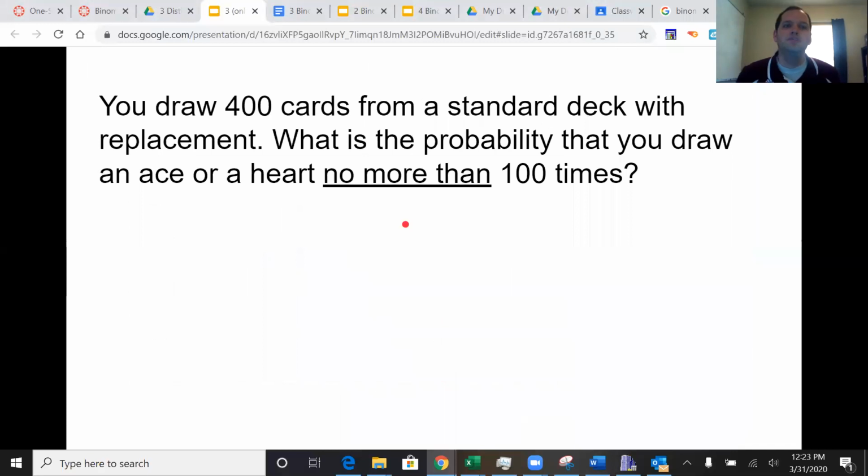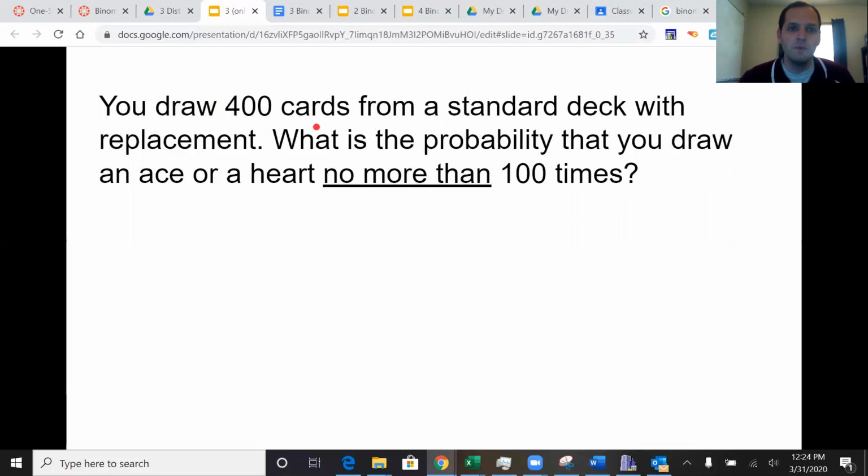Let's try another one. You draw 400 cards from a standard deck with replacement. So that means you can put them back in. You could draw a card twice. What is the probability that you draw an ace or a heart no more than 10 times? Sorry, not 10 times, 100 times. Well, if you think of a deck of cards, there's 4 suits. Hearts is one of those suits, so 25% of the cards are hearts. So we're saying, what's the probability that it's going to be 100 out of 400? And it's about 25%. So my guess is that's going to be a relatively high probability.